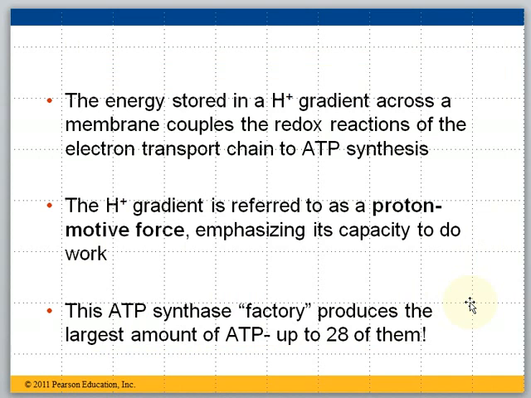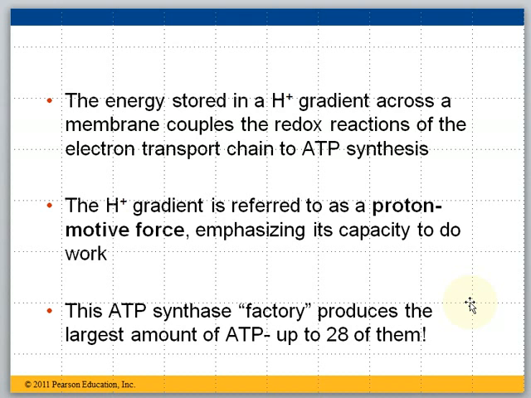The energy stored in that H plus gradient, that's what powers this final step to make ATP. So this H plus gradient, in other words, this concentration of H plus ions on one side of the membrane and flowing across to the other, that's called a proton motive force. Because of that higher concentration on one side and the fact that it naturally wants to flow across and even out that gradient, we can actually do work with this flow. And so it's called a proton motive force.